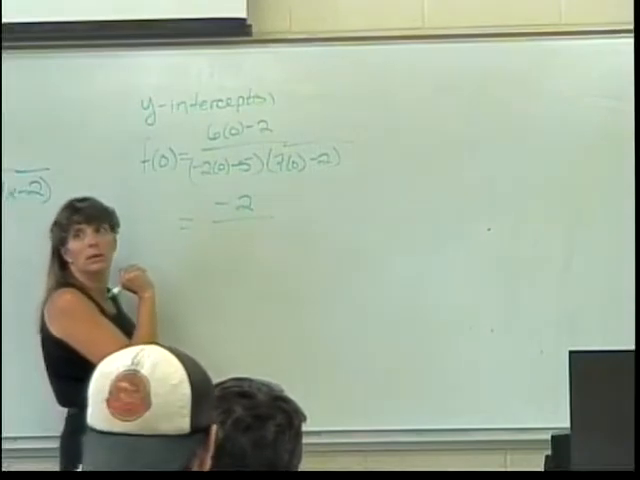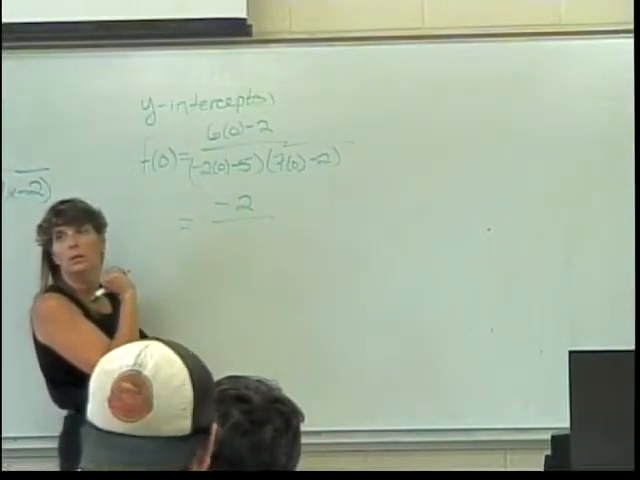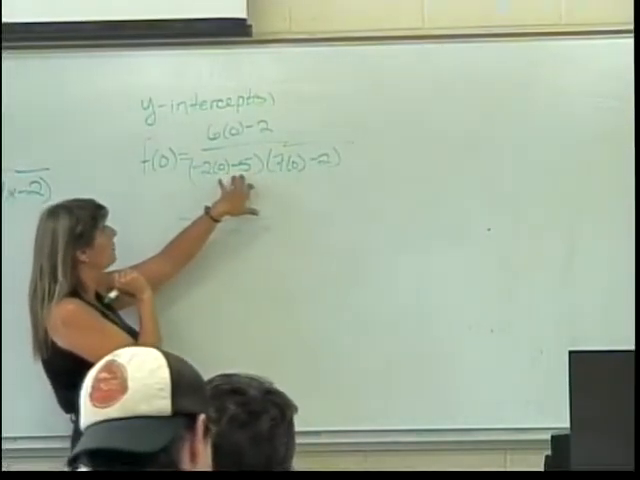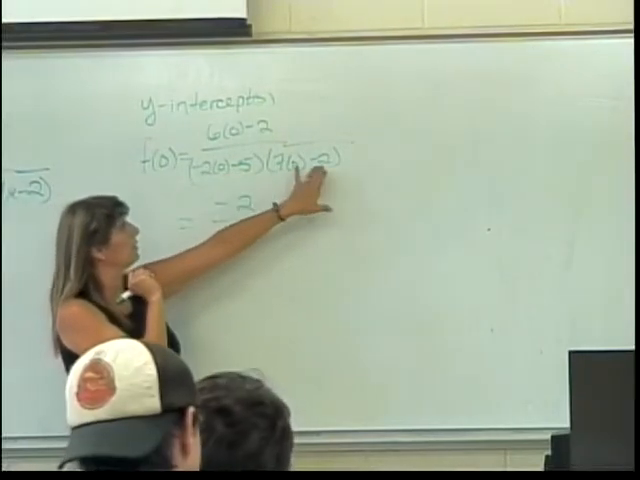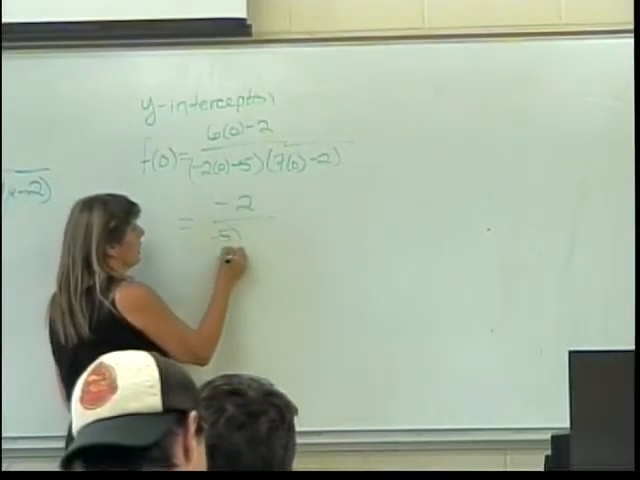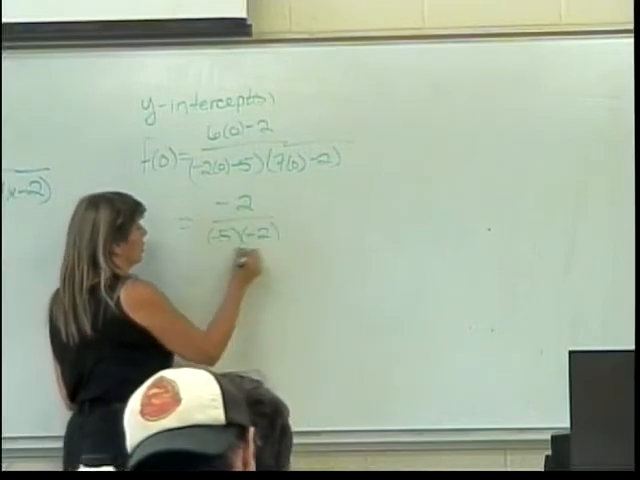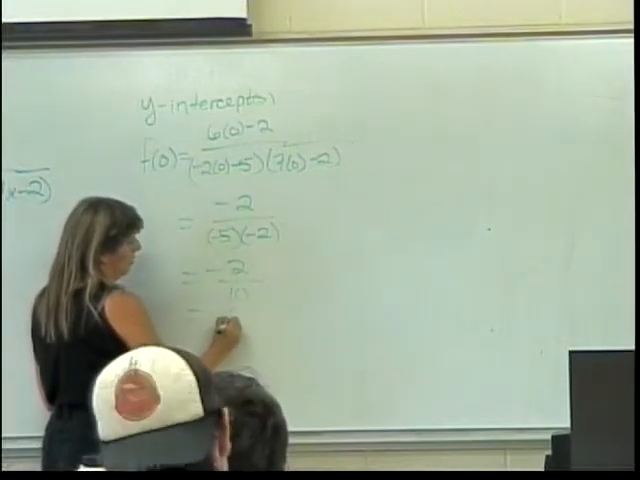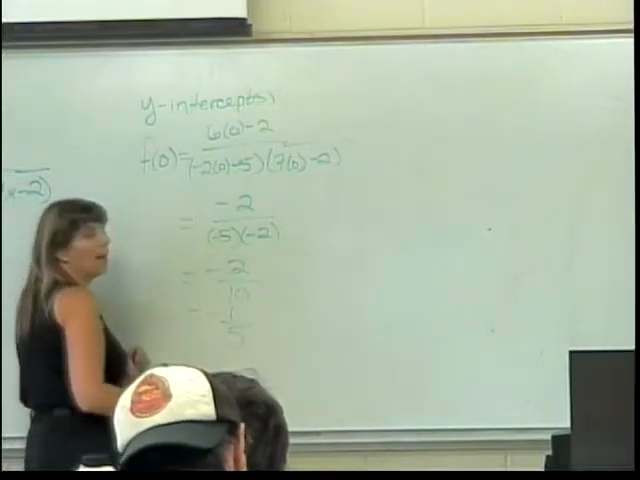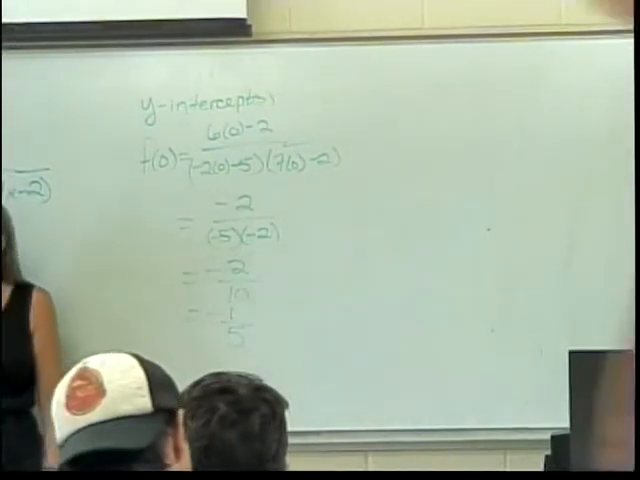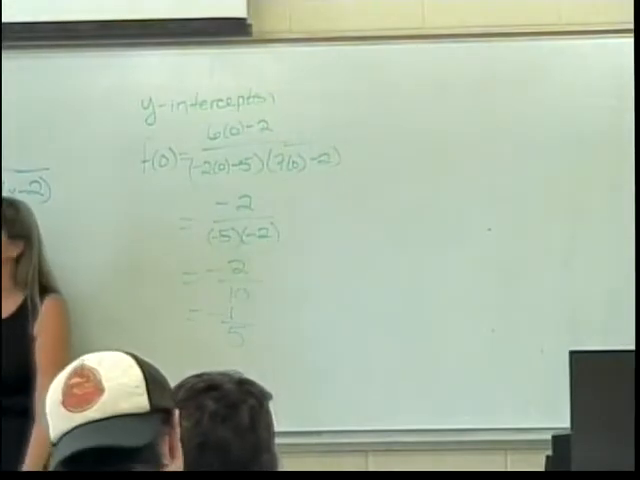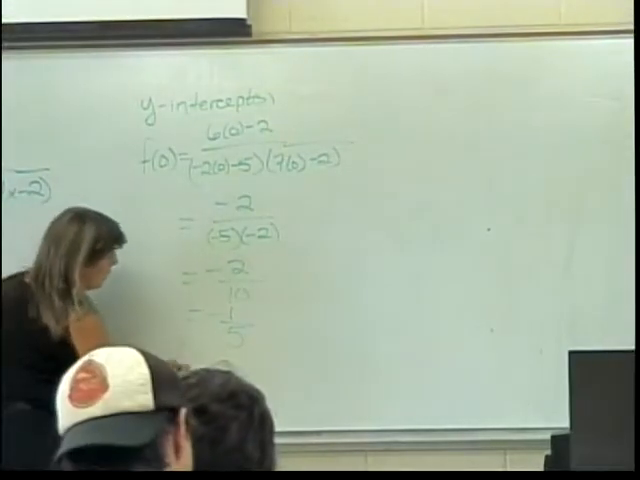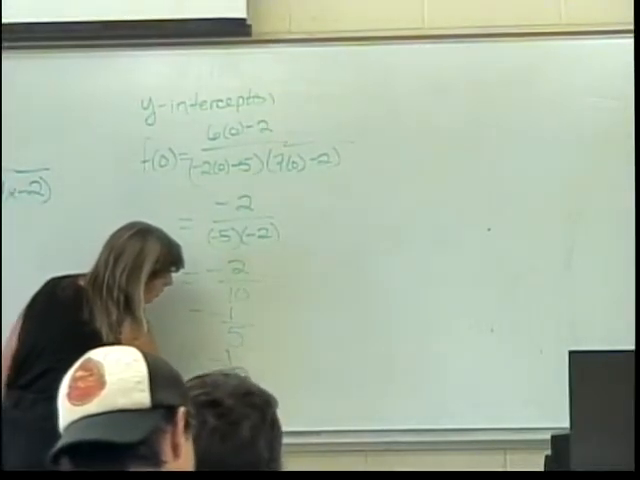How'd you get 10? So negative 5 times negative 2, because that's 0, so negative 5. This is negative 2, so negative 5 times negative 2 will give me negative 2 over positive 10, which is the same thing as negative 1/5. That's right. And how will that look as the y-intercept? 0, comma, negative 1/5.